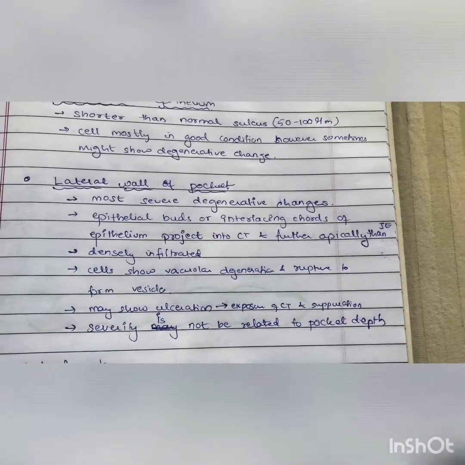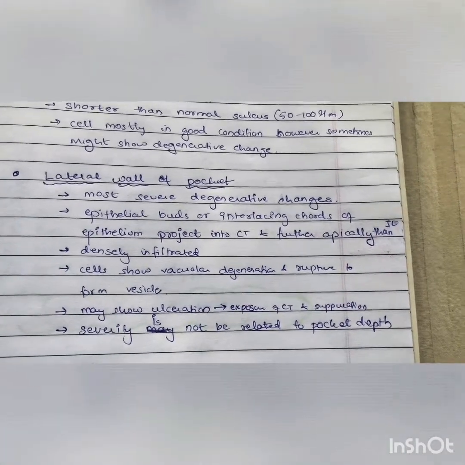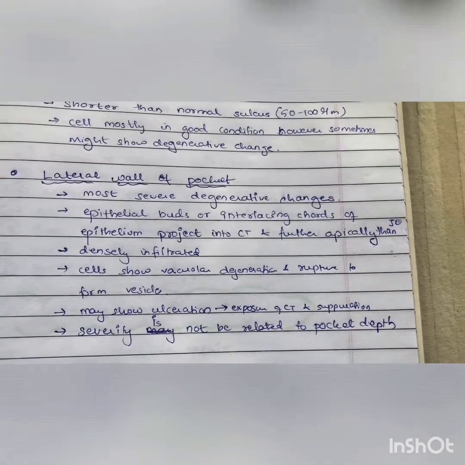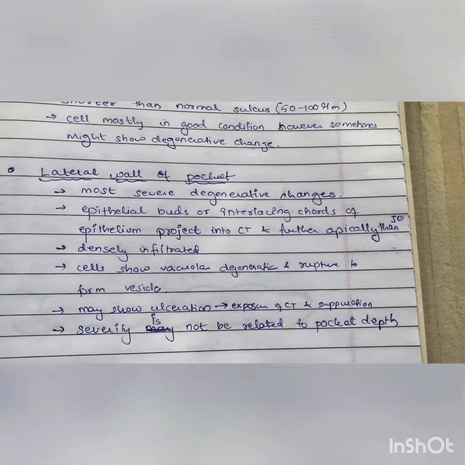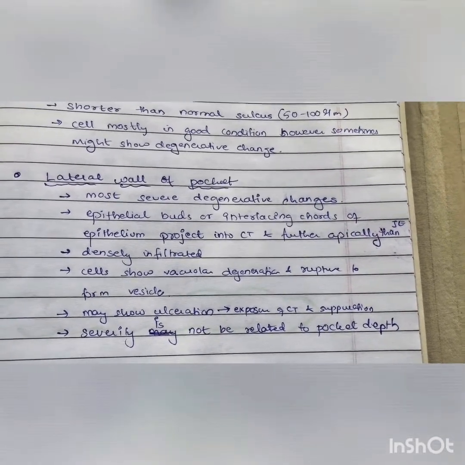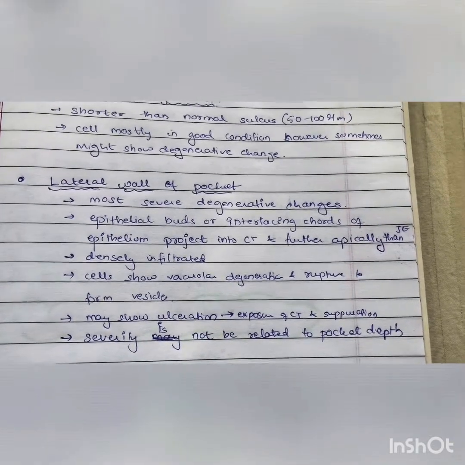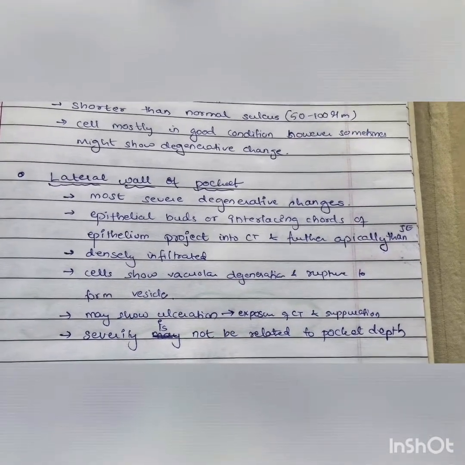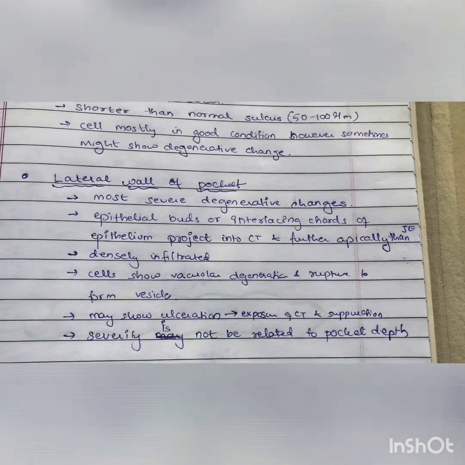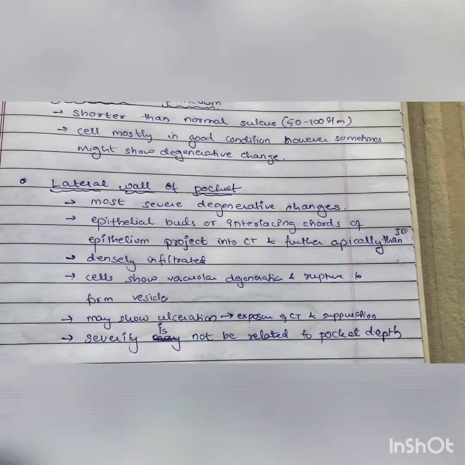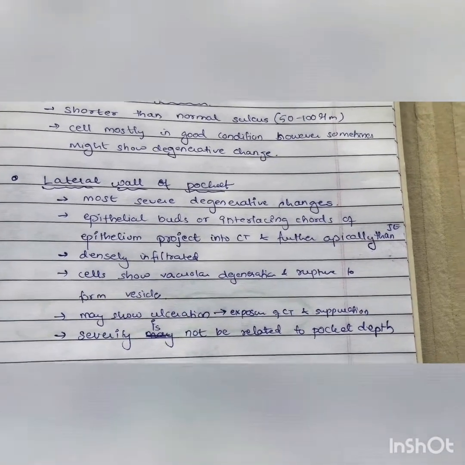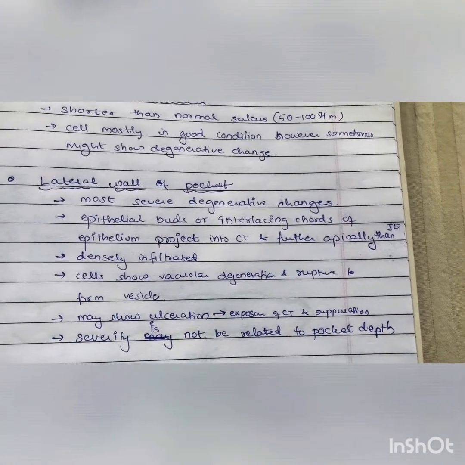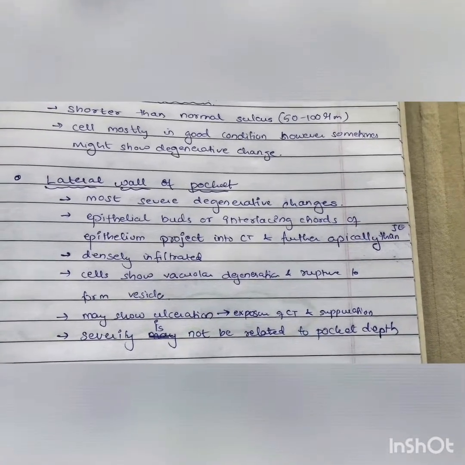This is shown as ulceration, which causes the exposure of your connective tissue, and the severity of your changes or degeneration is not related to the pocket depth. What I mean by that is that even in a shallow pocket you can have severe changes along the lateral wall, and in case of a deep pocket also you may not see so much degeneration along the lateral wall of the pocket.